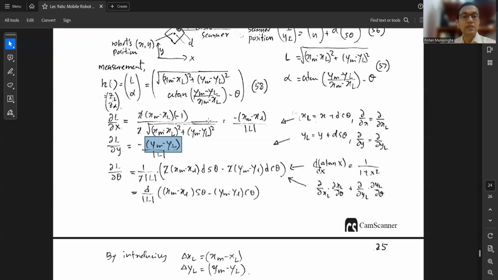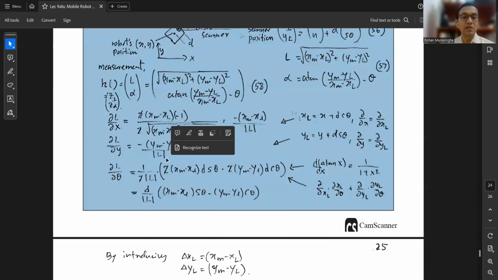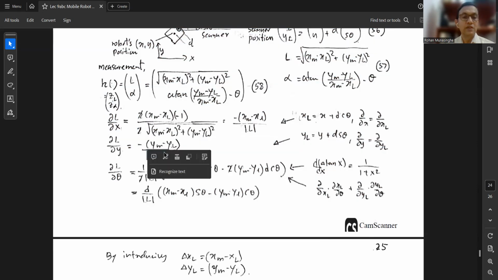And also you can see the square root coming up over here, square root of (xm minus xl) square plus (ym minus yl) square. This is basically the measurement length, which is capital L. So you can put it like this over here. All right.